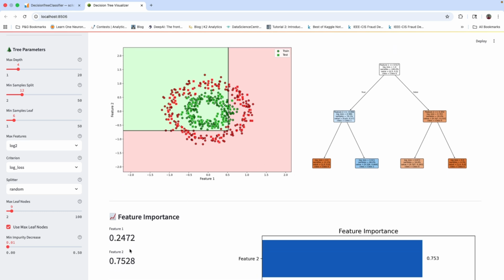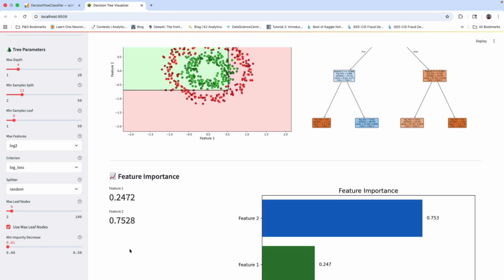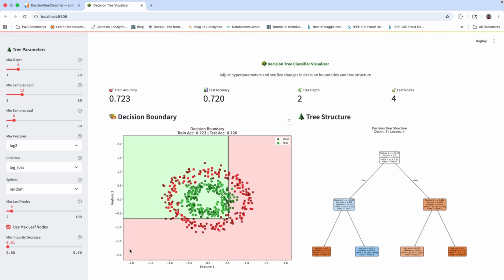So these are all the hyperparameters, and this is the feature importance. I can fetch it out of it, and the overall visualization of the hyperparameters gives us the best understanding of how each is affecting the overall decision boundary, to understand the algorithm much better.